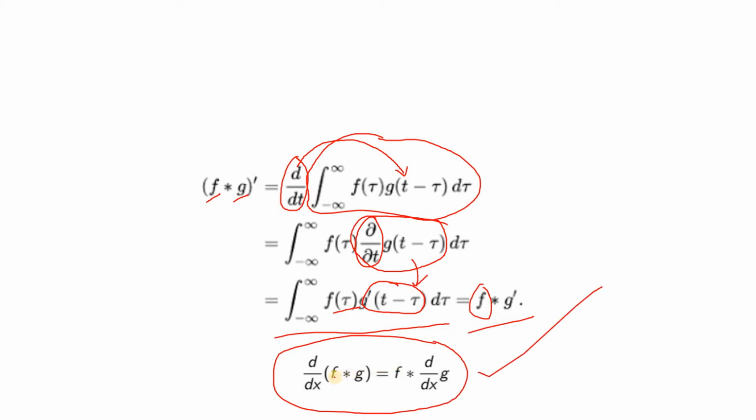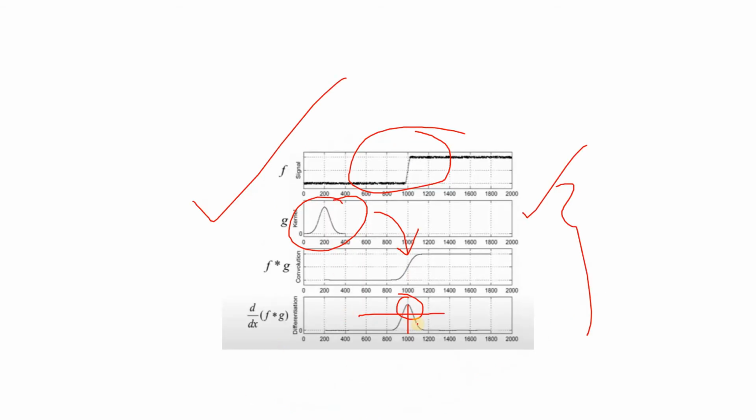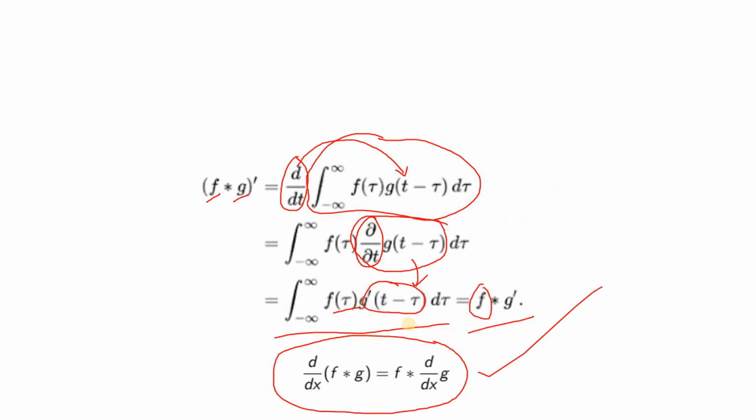That is, we are convolving two signals f and g and then taking the derivative, which is equivalent to taking f and convolving it with the derivative version of g, right? And this very important property of convolution can help us reduce this two-step process into one single step process. How? Let's see.